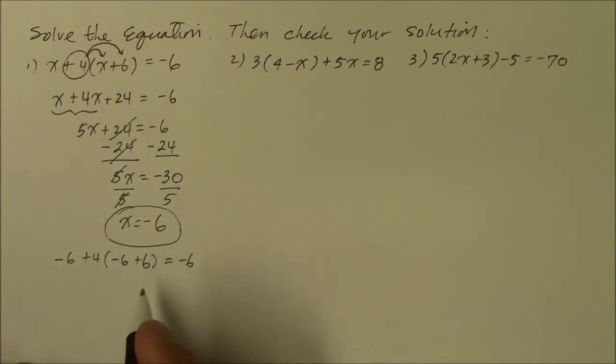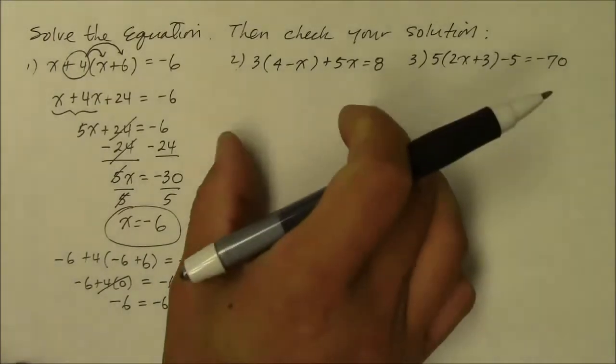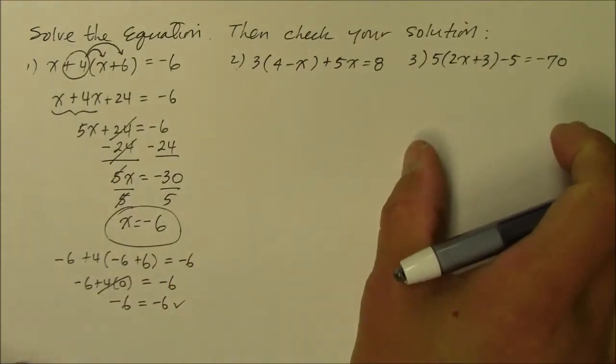Here we go. The order of operations says to do the inside of the parentheses first. So negative 6 plus 6, they're opposites of each other, so that becomes a 0. So that's negative 6 plus 4 times 0. And anything times 0 is 0. So negative 6 is equal to negative 6. Hey, left and right are equal. That's a good answer. Now why don't you try numbers 2 and 3 using the distributive property. Go ahead.